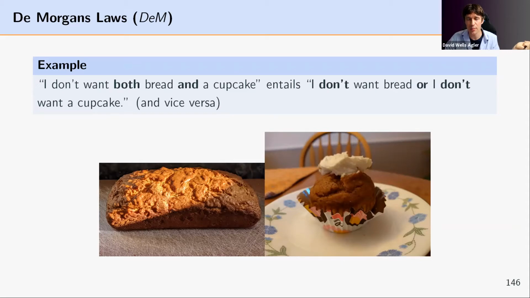If I said, I don't want both bread and cupcake, here I'd be saying, I might be open to one or the other, or neither, but I definitely don't want both of these at the same time. The bread is a pumpkin loaf, so it's pumpkin based, and the cupcake is a pumpkin based cupcake. And so I would say to myself, if I said, I don't want both bread and cupcake, that's just too much pumpkin for me in one sitting. So I either want one or the other, but not both of them together. And so this would entail, you would understand from what I said, that I don't want bread or I don't want cupcake.